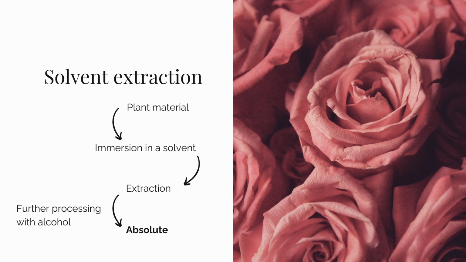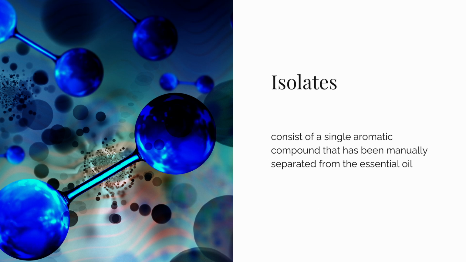After the solvent extraction process that we talked about, the solution is then filtered, chilled, and then further processed by washing it with alcohol. After the alcohol is evaporated, the remaining solution contains the concentrated aromatic material, which is called the absolute. Due to the high concentration of aromatic compounds, absolutes add a powerful depth to your perfumes. While essential oil contains tens to hundreds of natural components, isolates consist of a single aromatic compound that has been manually separated from the essential oil.